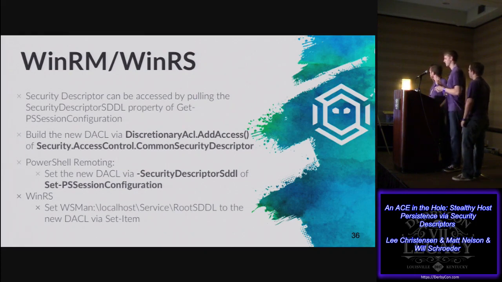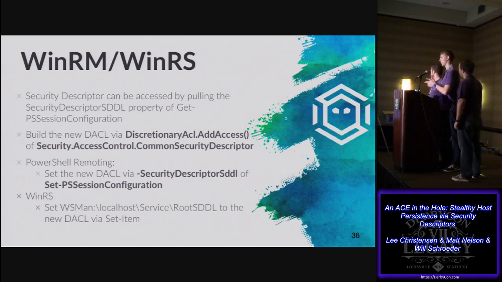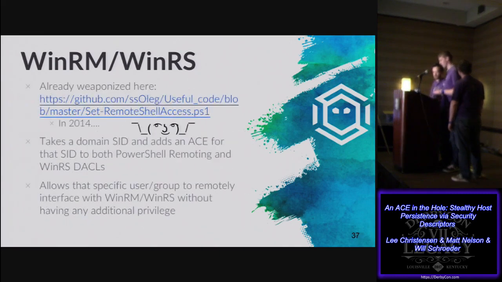So we can do Get-PSSessionConfiguration, which will give us the actual security descriptor for PowerShell remoting. We can use Set-PSSessionConfiguration after we add the discretionary ACL, which is the DACL. So we create an ACE for our backdoored user, add it to the DACL for WinRM or WinRS, and then actually apply it with the Set-PSSessionConfiguration cmdlet.